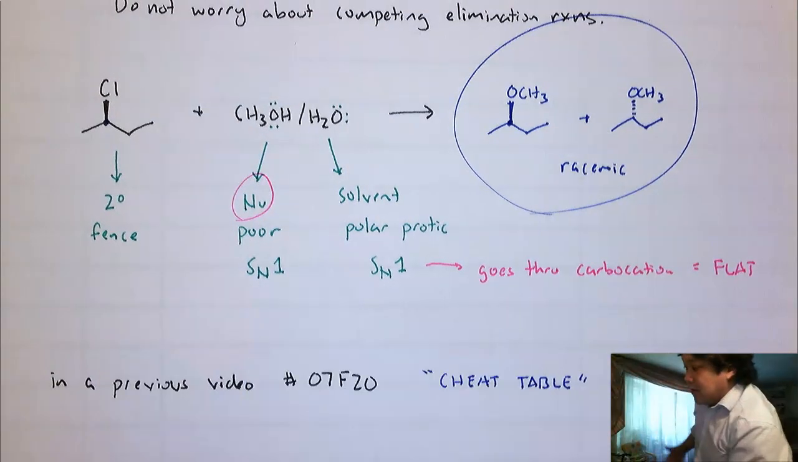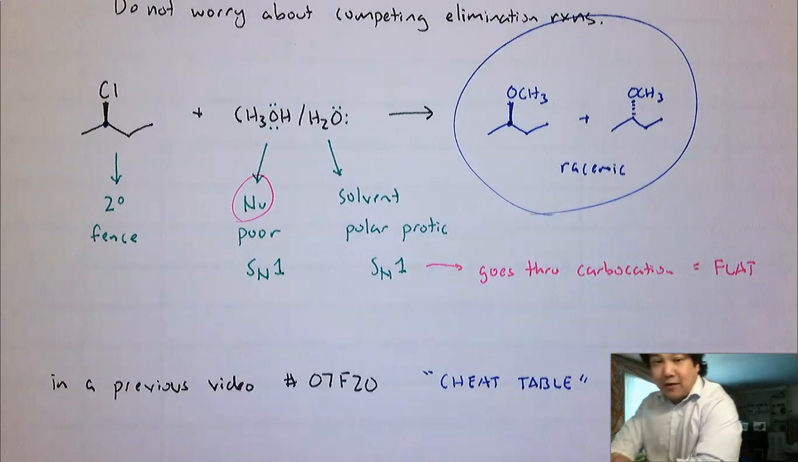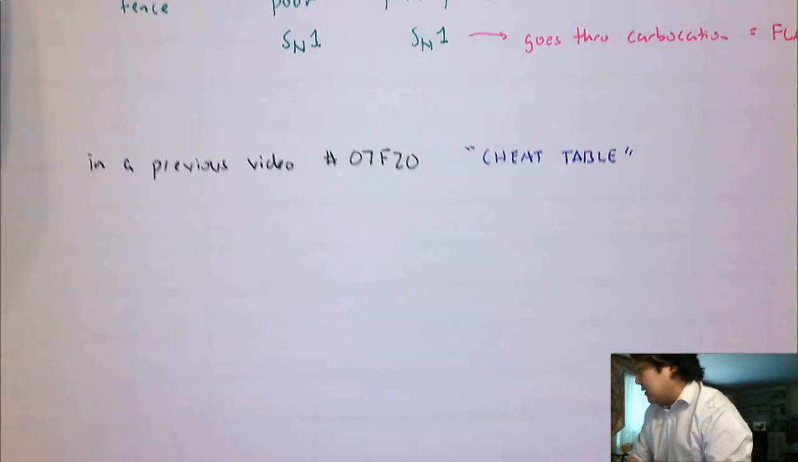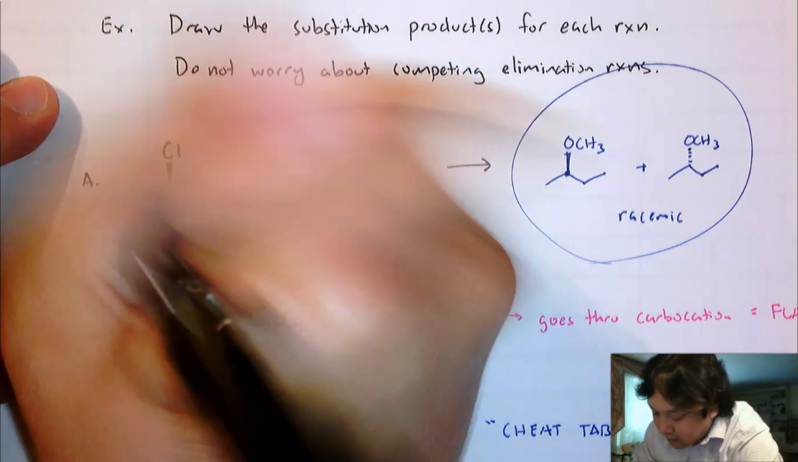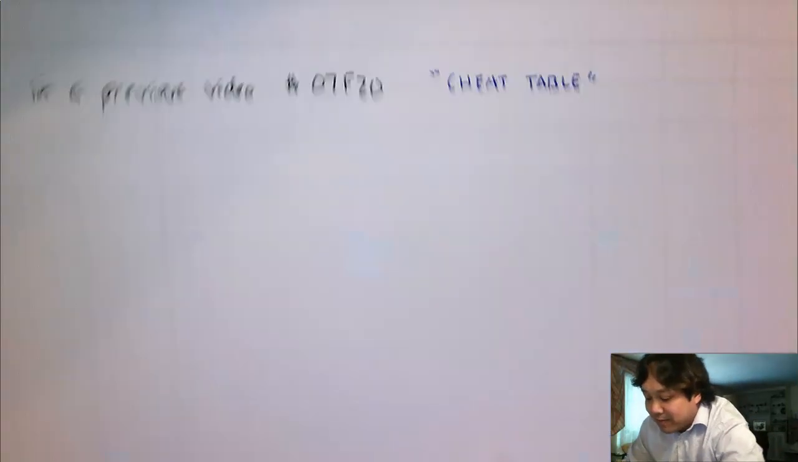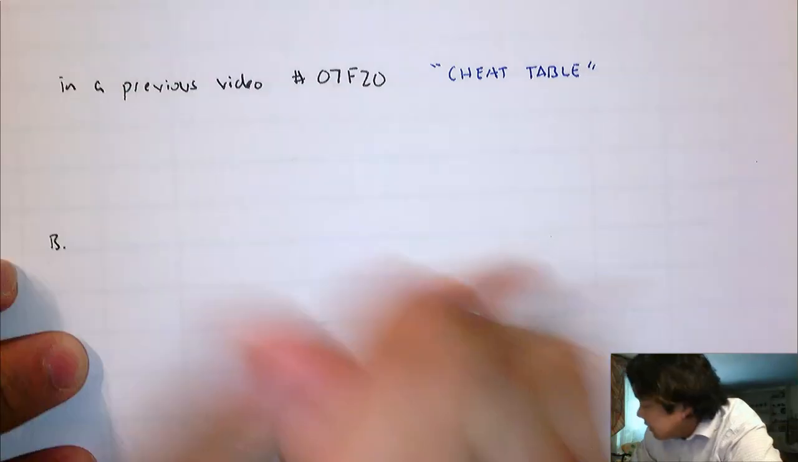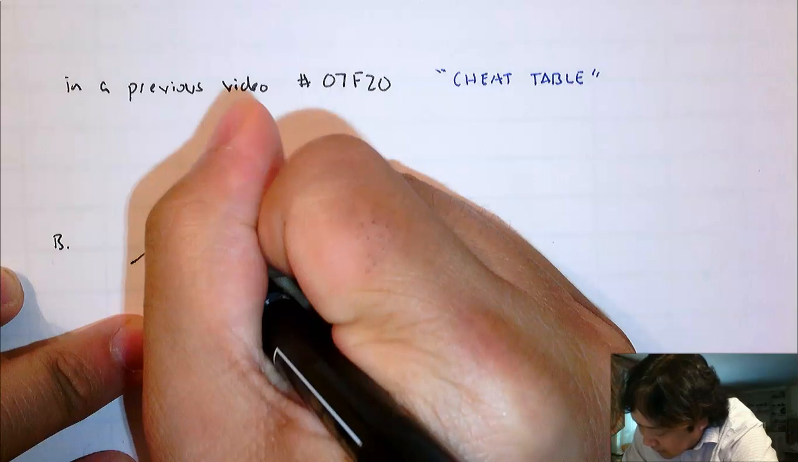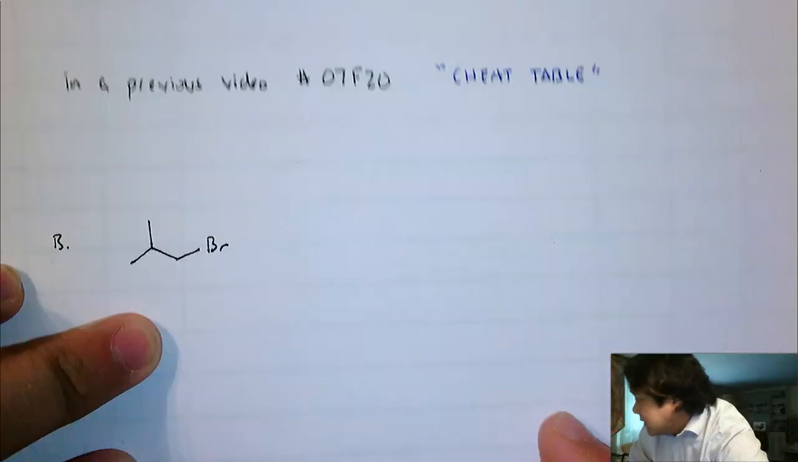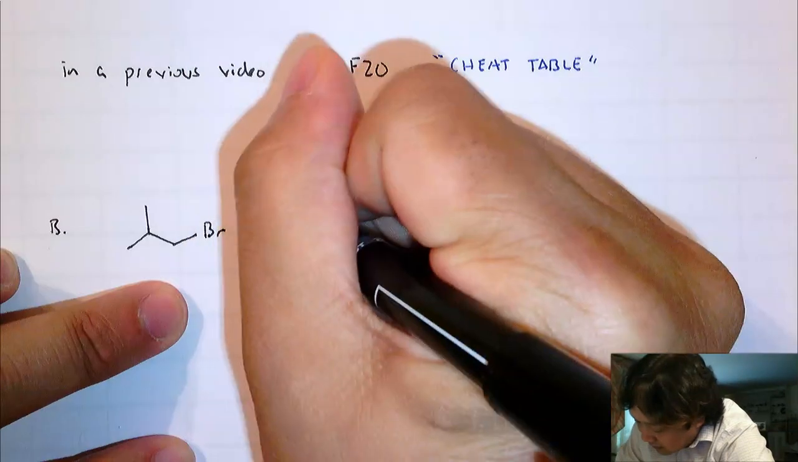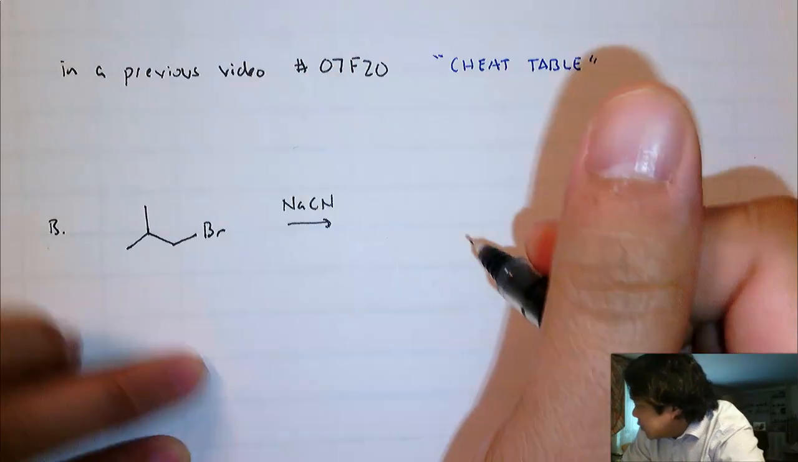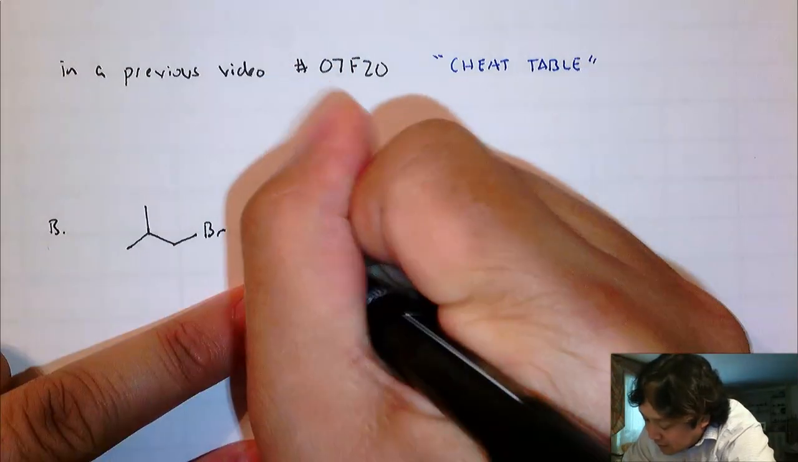Okay. So I'm not going to reproduce that table. You have it in video 07F20. I'm just going to keep going. Let's take a look at our next problem. We'll call this problem A. Problem A. Let's look at problem B. Problem B, the alkyl halide is not chiral because we have no chiral carbons. I'm going to draw the reagent over the arrow, and I'm going to give us a solvent.